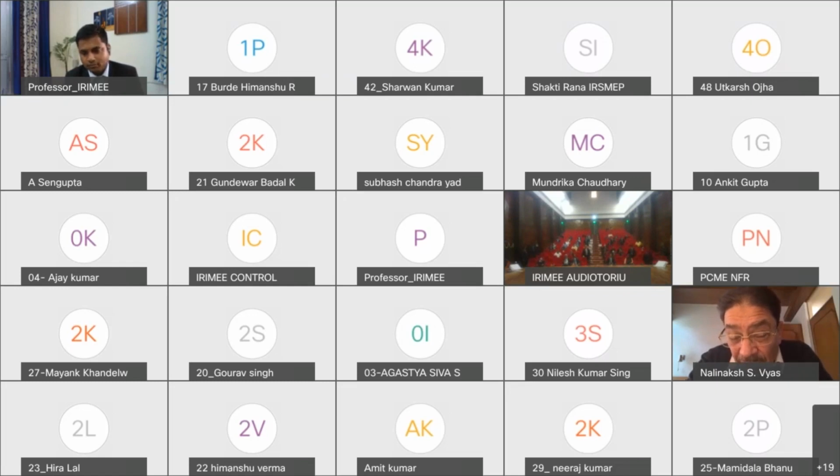If I talk about bogie design, it's a very relevant question: where are the bogie designers in India? Exactly, sir. No, we don't have them.